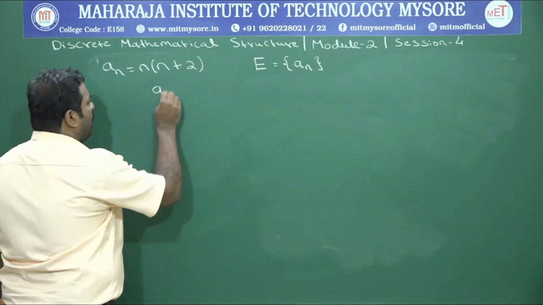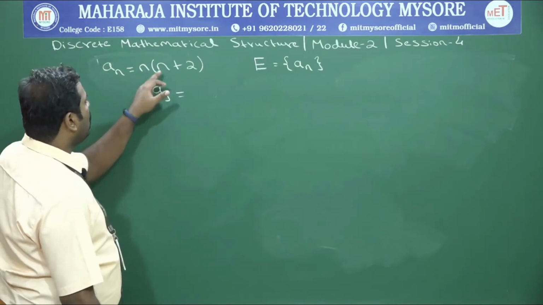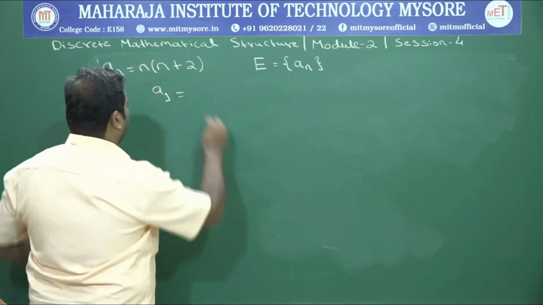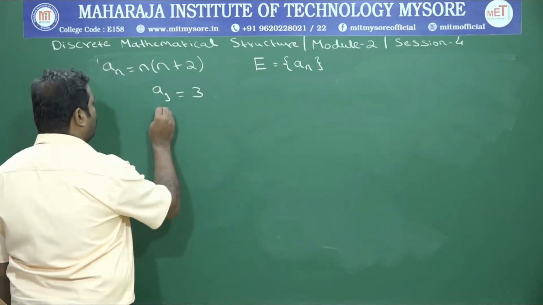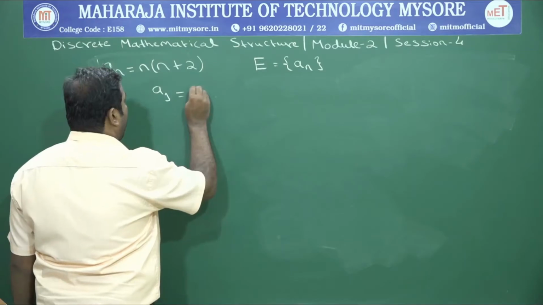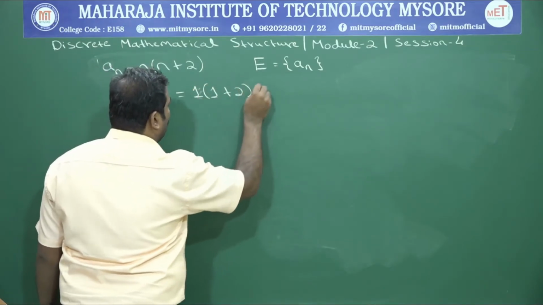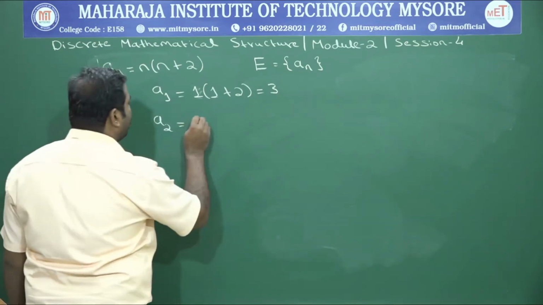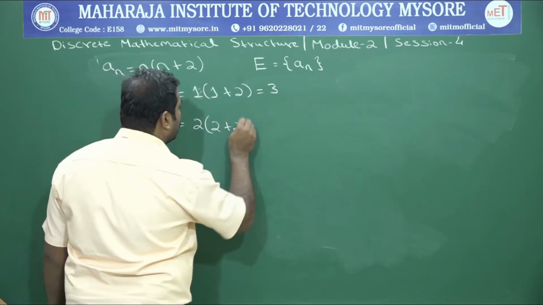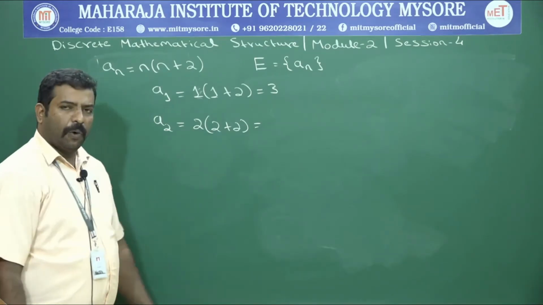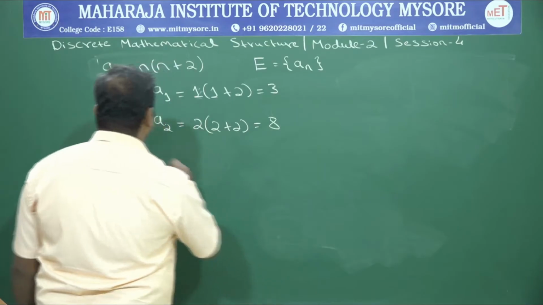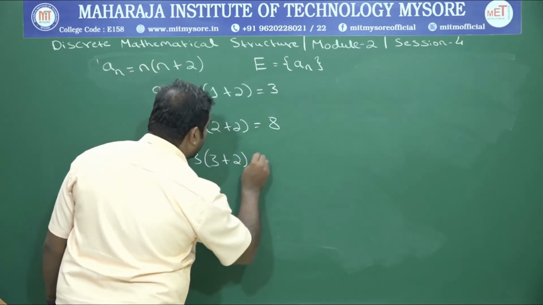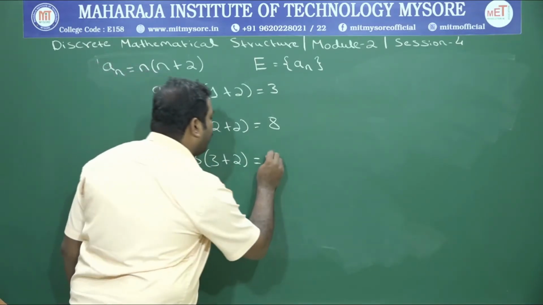So now, as you all expected, I am going to find A1. A1 will be 1 into 1 plus 2, which is going to stand at 3. Let me give a clearer picture: I am going to have 1 and 1 plus 2, which is 3. Good. And now, what about A2? For A2, I am going to have 2 into 2 plus 2. So 2 plus 2 is 4, 4 into 2 is 8. I am going to end with 8. And what about A3? A3 equals 3 into 3 plus 2. So 3 plus 2 is 5, 5 into 3 is 15.